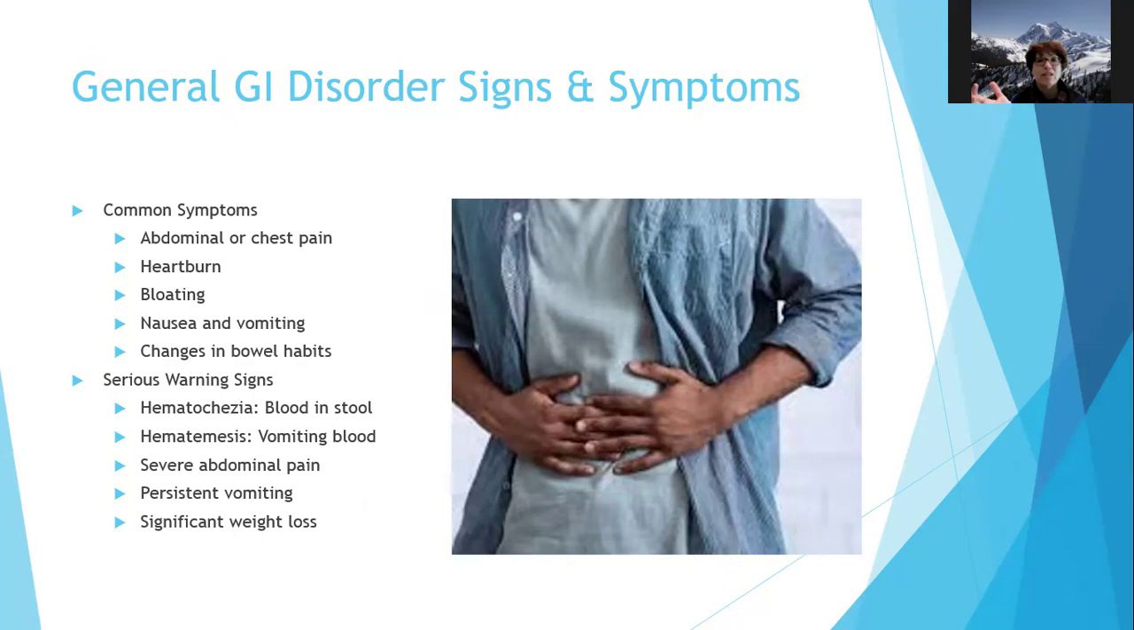Serious warning signs include blood where there's not supposed to be blood, blood in your stool, or vomiting blood. Neither one of those are good. Severe abdominal pain, persistent vomiting, or significant weight loss. And significant weight loss when you're not trying to lose weight is really the thing.